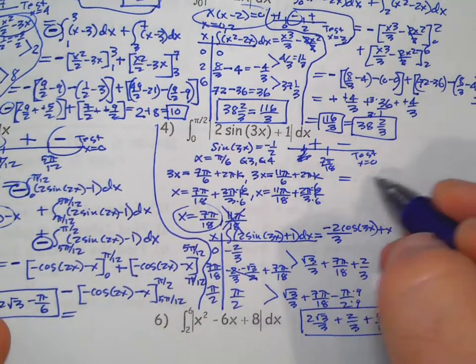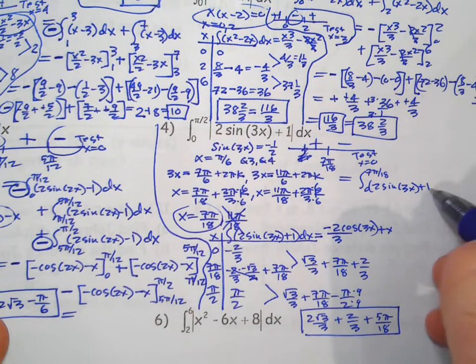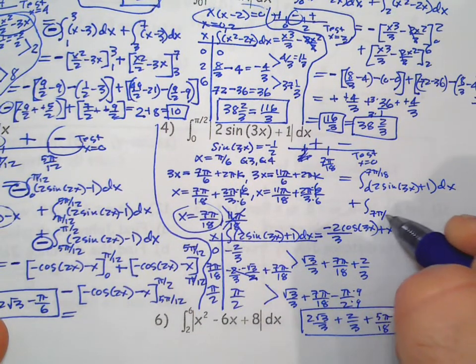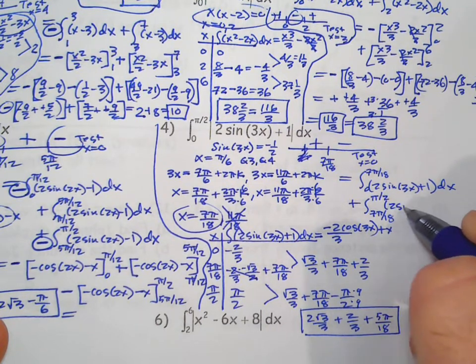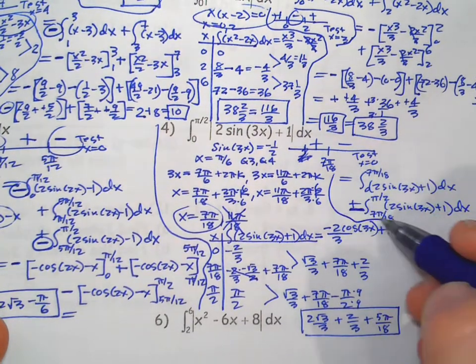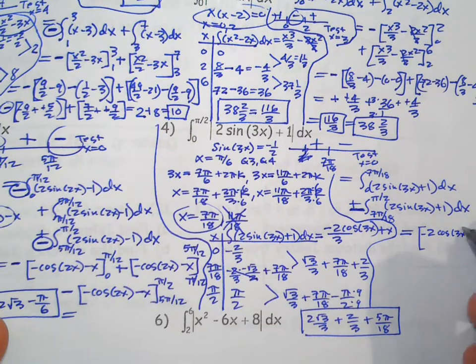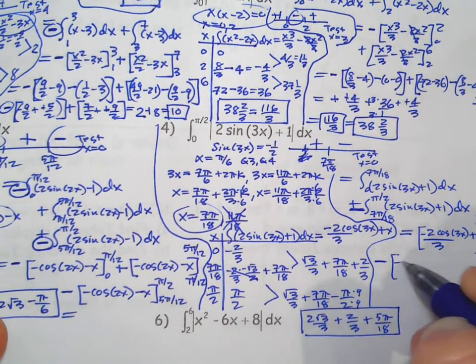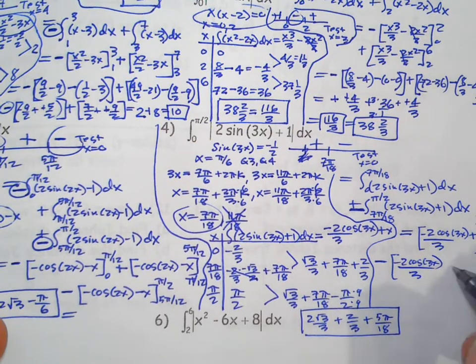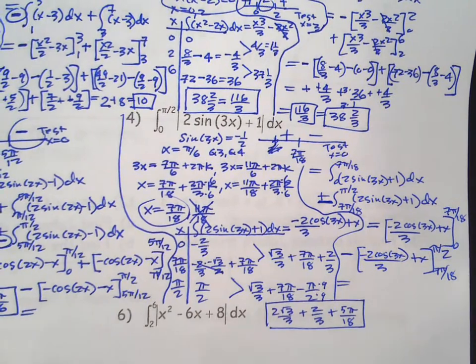Alternatively, you would rewrite this as 0 to 7 pi over 18 of 2 sine 3x plus 1 dx, and then you would do 7 pi over 18 to pi over 2 of 2 sine 3x plus 1 dx, and this is the negative part, so you're going to put a negative in front. So then you would integrate these: negative 2 cosine 3x over 3 plus x, 0 to 7 pi over 18, minus negative 2 cosine 3x over 3 plus x, 7 pi over 18 to pi over 2. And then you would plug those in, and you would get the same kind of answers here, and eventually you get the same answer in the end.